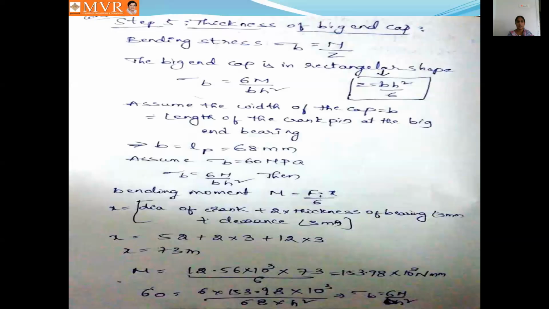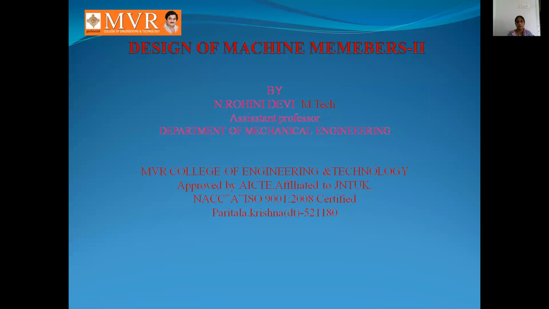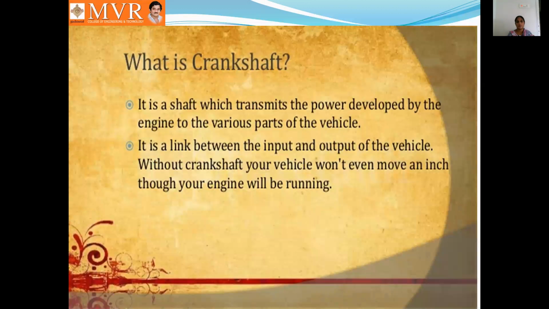Next, we discussed the size of the bolt at the big end cap, the thickness of the big end cap, and also the stresses developed in the connecting rod. In this class, we are discussing the crankshaft. What is meant by crankshaft?